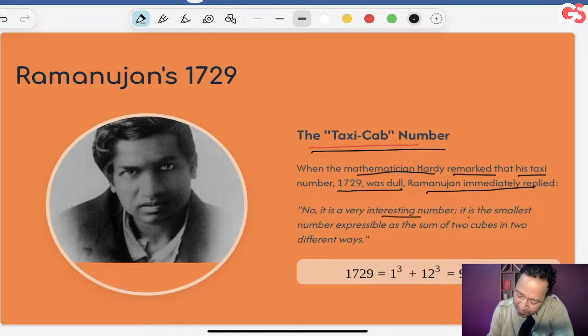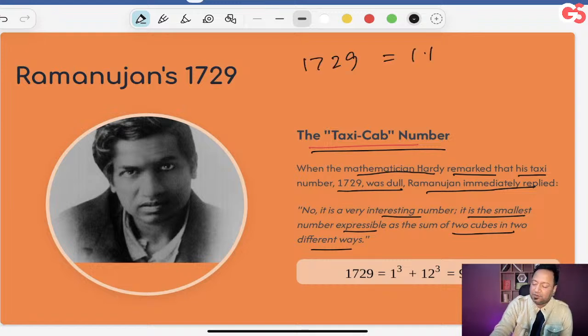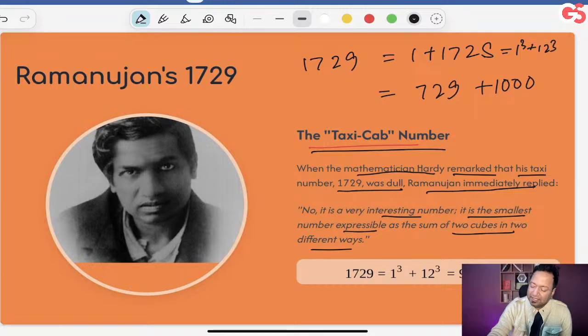It is the smallest number expressible as the sum of two cubes in two different ways. All roads lead to 4. Two different ways. 1729 is 1 plus 1728, and also 729 plus 1000. Both these numbers are nothing but perfect cubes. First one is 1 cube plus 12 cube. Second one is 9 cube plus 10 cube. And it's the smallest number.